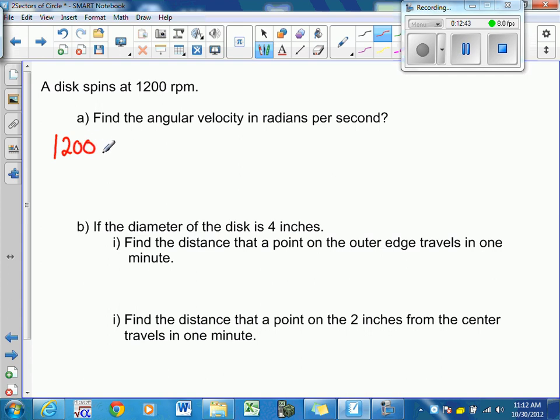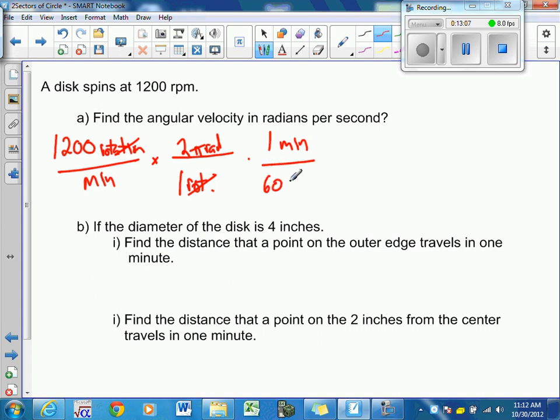So use a little simplifying here. If you've taken chemistry, this will make sense. One rotation is 2 pi radians. Rotations cancel. 1 minute is 60 seconds. So the minutes cancel. So if we take 1200 times 2 pi divided by 60, we get 40 pi radians per second. So that's our angular velocity.